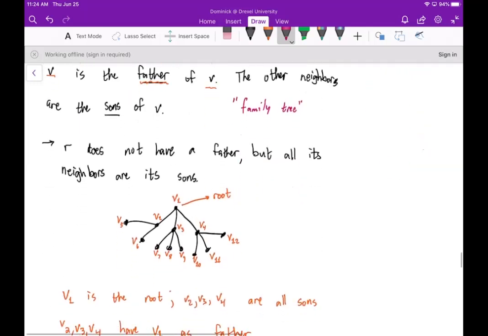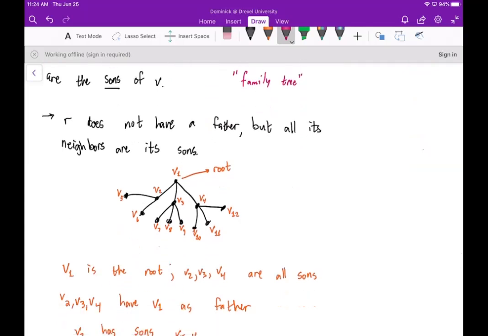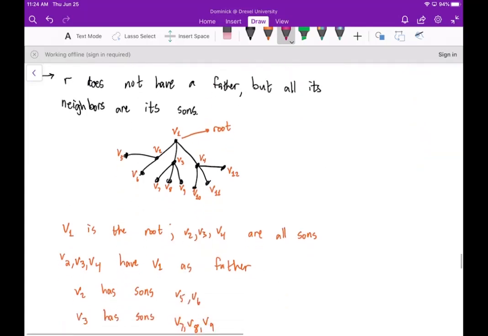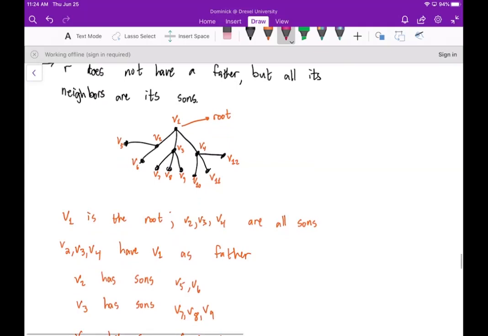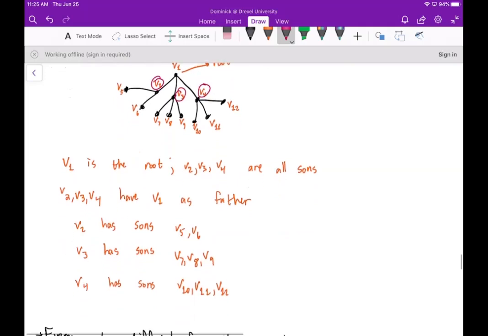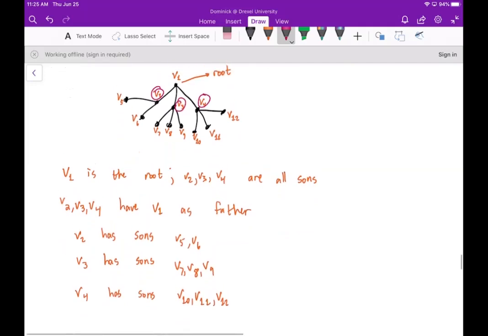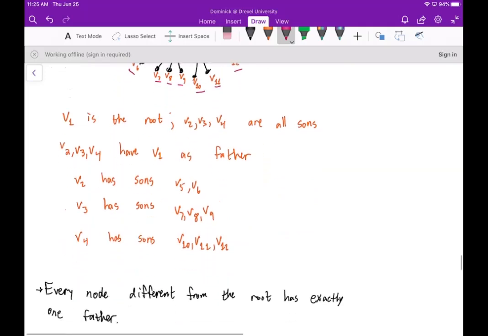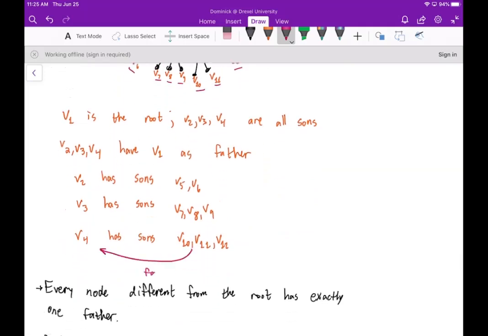And then here's another diagram. Here we have that R does not have a father because it's the root. It's sort of like the very top of the tree, but all of its neighbors are its sons, right? So in this case, we have that V1 is the root, and V2, V3, and V4 are all its sons, right? So V2, V3, and V4 would have, by definition, V1 as their father. V2 has sons V5, V6. V3 has sons V7 through V9. And V4 has sons V10 through V11. And of course, each of those nodes would have their own father, for example.